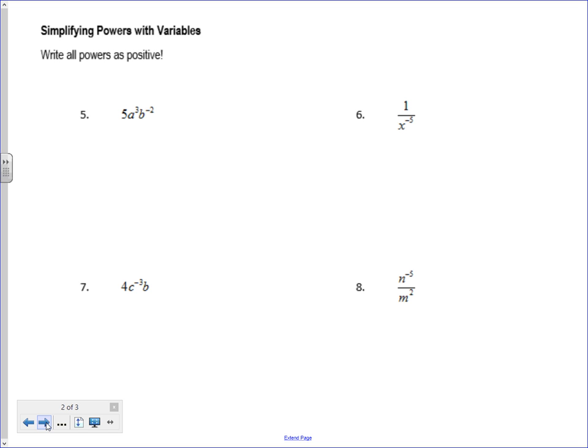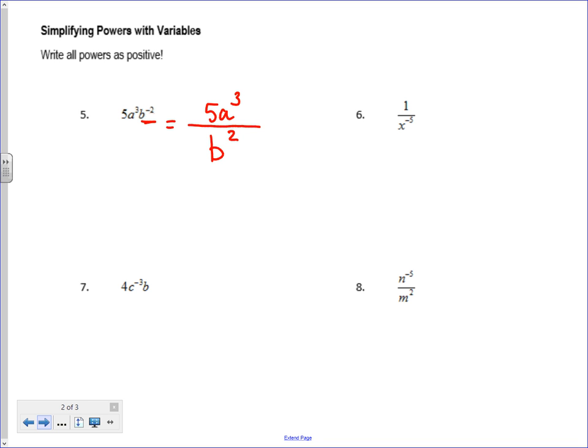I have 5a to the third, b to the negative 2. Now, when I look at this, the only term that is negative, the only one that's unhappy, is the b. So I have to move only the b. The 5a cubed is going to stay the same because it's positive and their exponents are happy. B to the negative 2 moves to the denominator and becomes b to the positive 2. And that's your final answer.